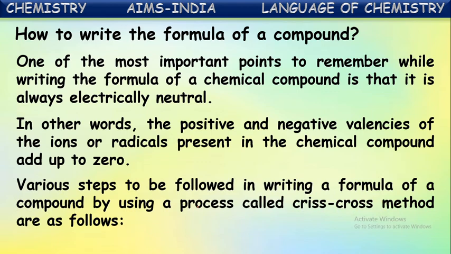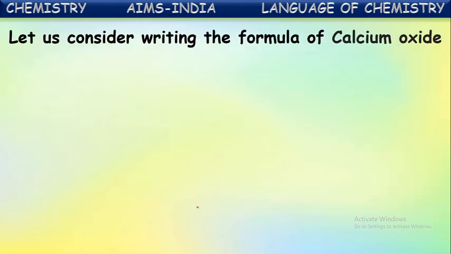So, the various steps to be followed in writing a formula of a compound by using the general process called the crisscross method. Let us see here how to write the molecular formula of a compound by using the crisscross method. Let us consider writing the molecular formula of calcium oxide to understand this.